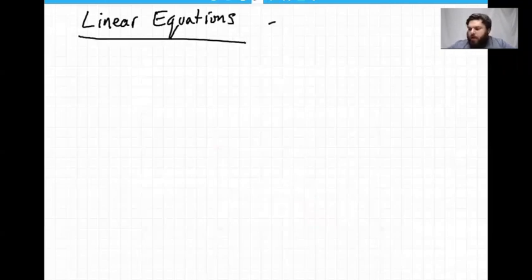First off, obviously a linear equation is any equation that makes a straight line. When we look at the graph, or if we look at the table, as x increases, the y increases by a constant rate.